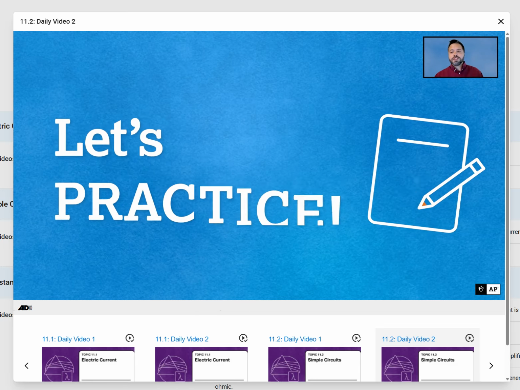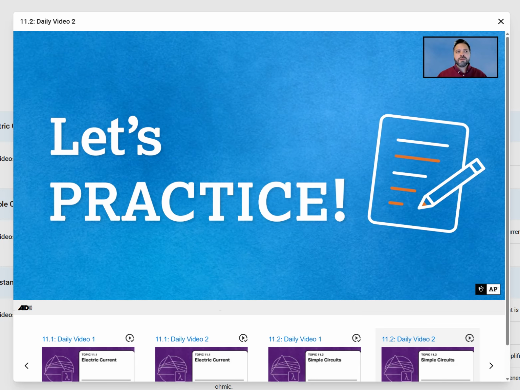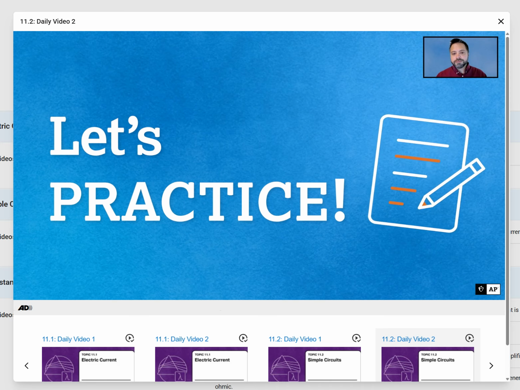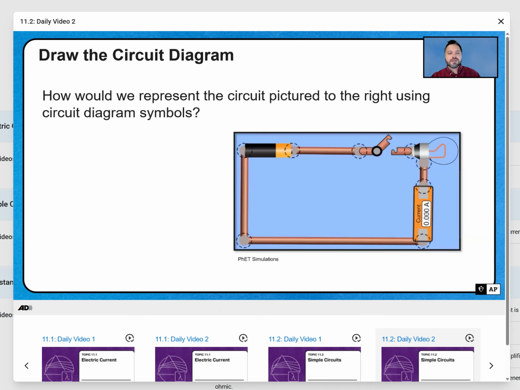Okay, so let's practice drawing some circuit diagrams. I'm going to give you a representation in a PhET sim, and you're going to draw the diagram for me. So how do we represent the circuit on the right using the diagram symbols we've learned? Here I have a battery, then there's some wire, a switch, a bulb, an ammeter, and then the wire bringing it back to the battery. So go ahead and pause if you need more time, but I'm going to reveal the answer in 3, 2, 1.